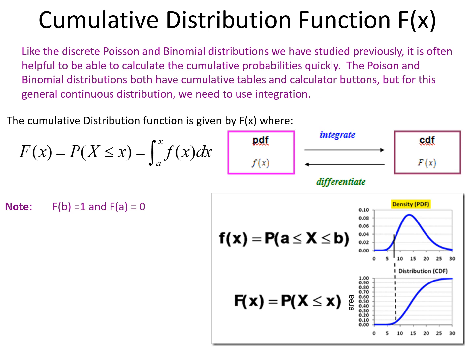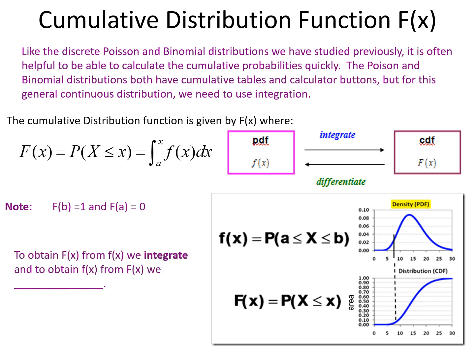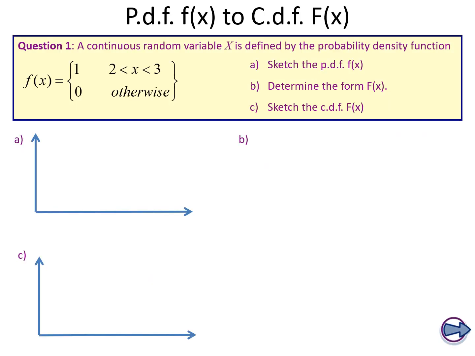Good things for the cumulative distribution: if you put the top limit in, it will be 1. If you put the bottom limit in, it will be 0. To obtain the big F from the little f, we integrate, and to obtain the little f from the big F, we differentiate. Like PDF to CDF.